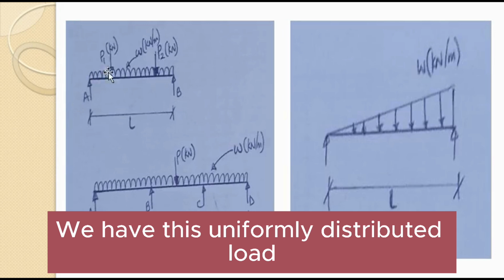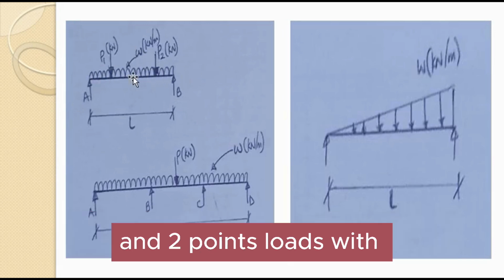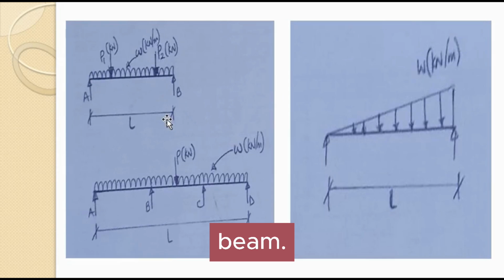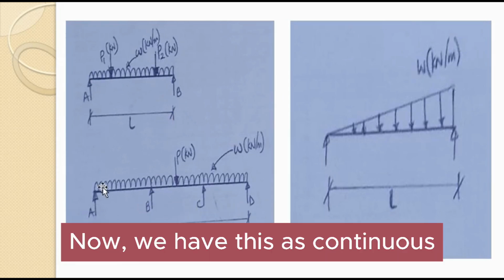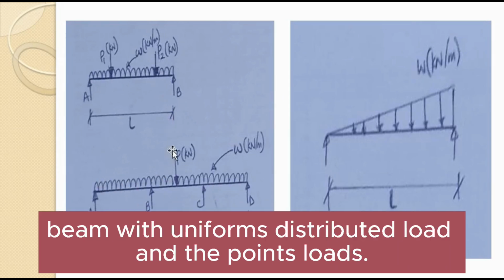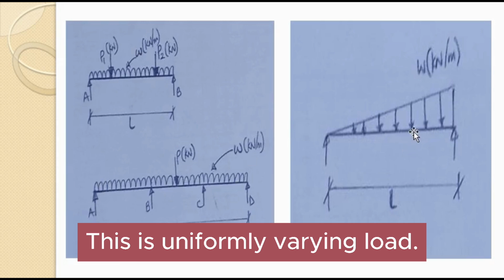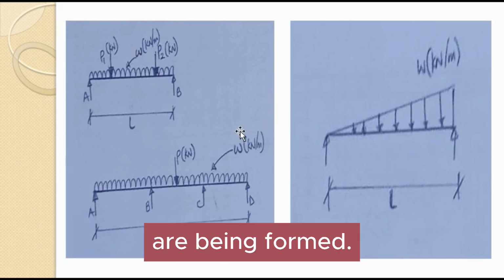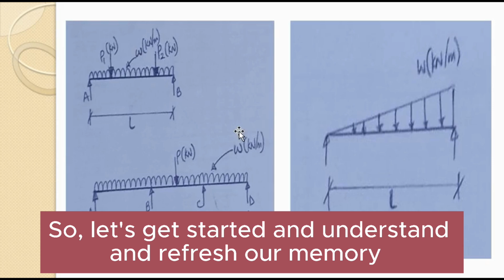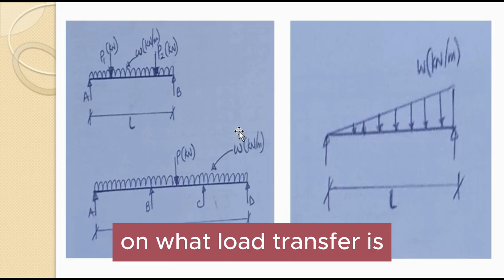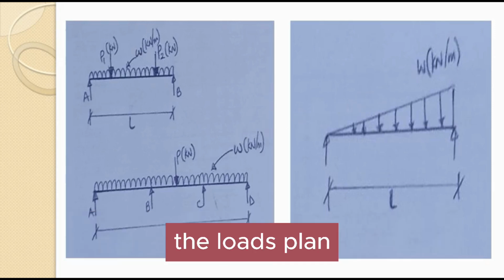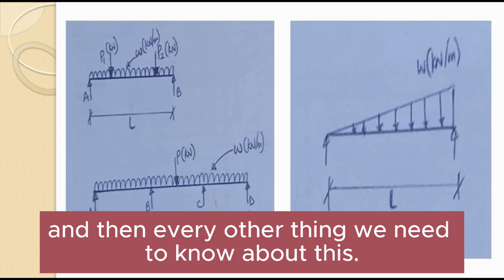We have this uniform distributed load and 2 point load on the simply supported beam. Now we have this as a continuous beam with uniform distributed load and the point load. This is uniformly varying load. So we are going to be calculating how these things are being formed. You get me? So let's get started and understand or refresh our memory on what load transfer is and then how the loads are being transferred, the load flow plan, and then every other thing we need to know about this.